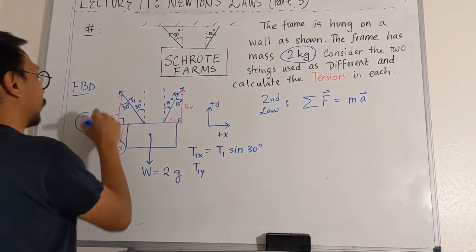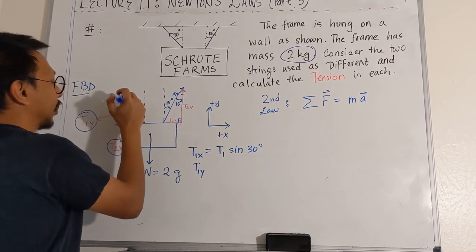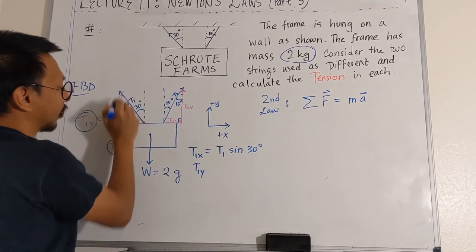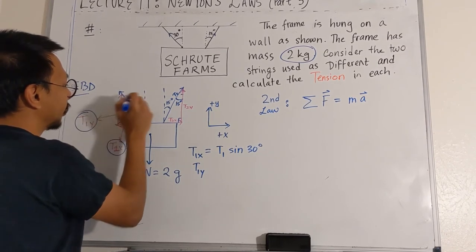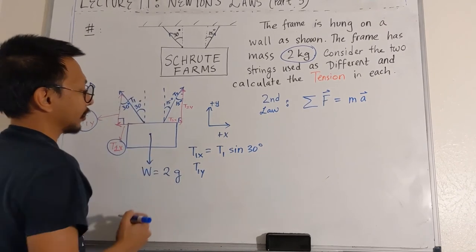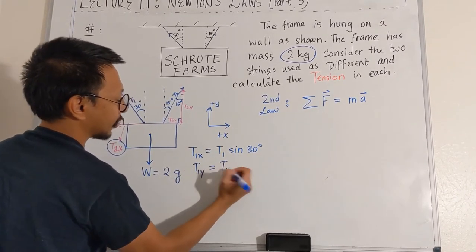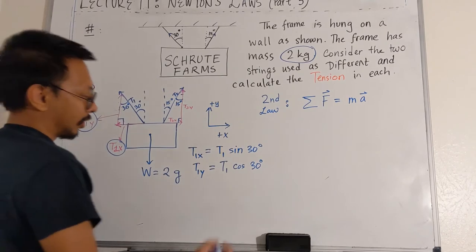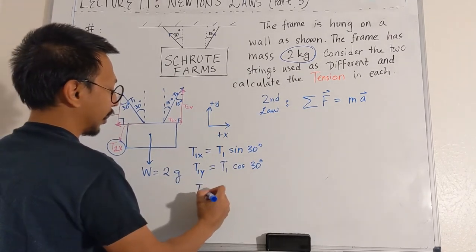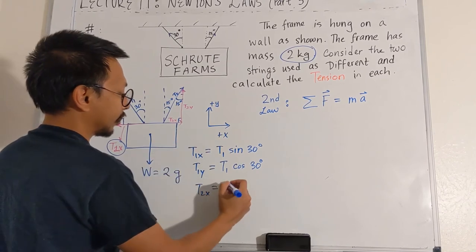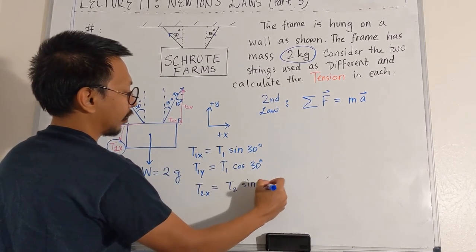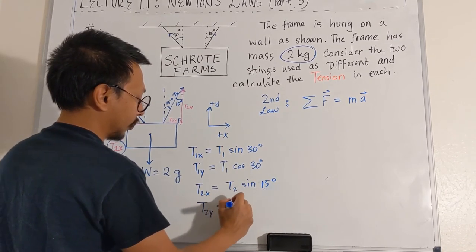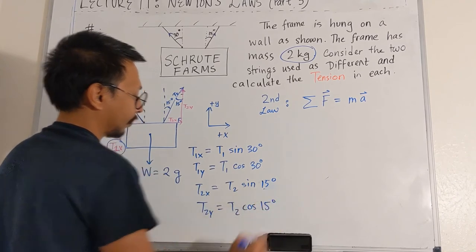T1y, this component right here, is relating adjacent because this has both the right angle and the angle on the y component side. So T1y is the adjacent and T1 is the hypotenuse. So it is relating adjacent and hypotenuse. That means T1y is equal to T1 cosine 30. Similarly, we can also find T2x. T2x is T2 sine 15. T2y is equal to T2 cosine 15.